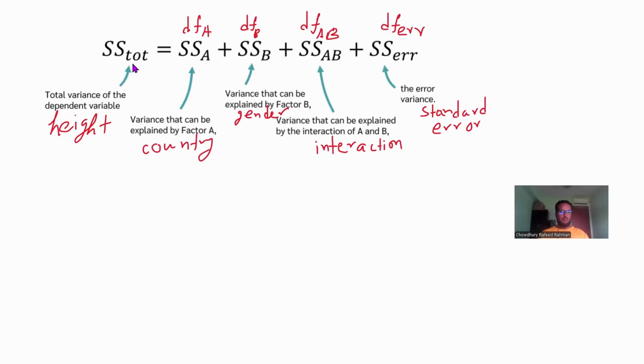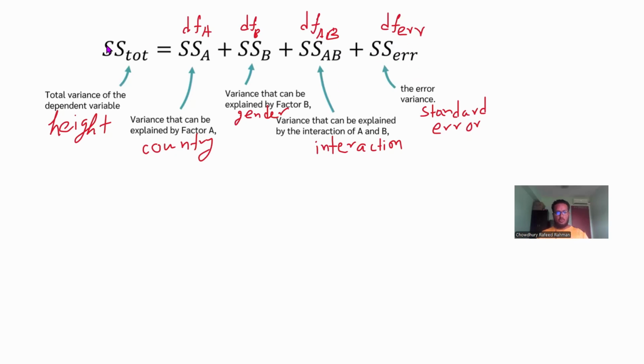First of all, SS total is the total variation of the dependent variable. Here the dependent variable is the height. SSA is the variation that can be explained by factor A, and factor A is country. So variation explained by the country. SSB is the variation explained by the gender. SSAB is the interaction term, the interaction variation. And finally, SSE is the standard error.